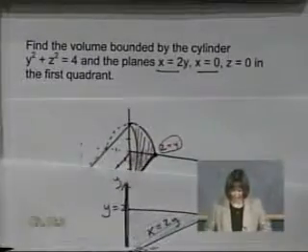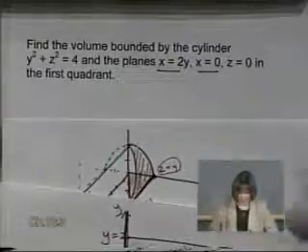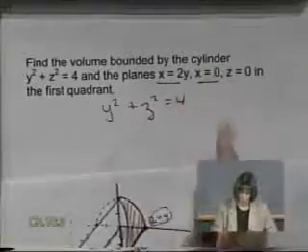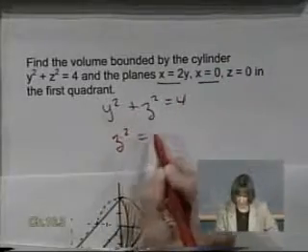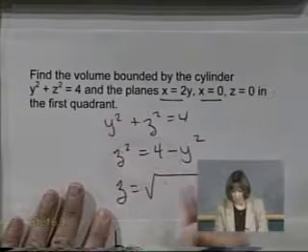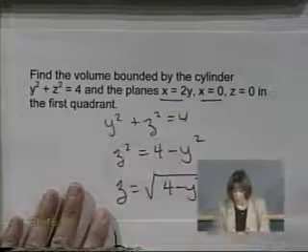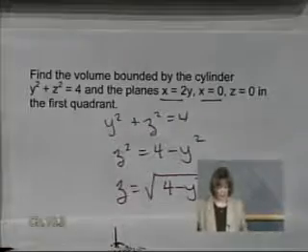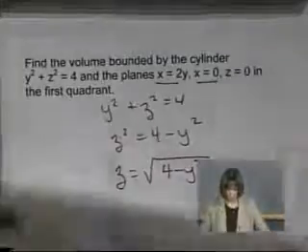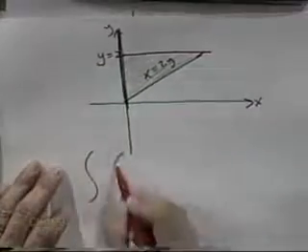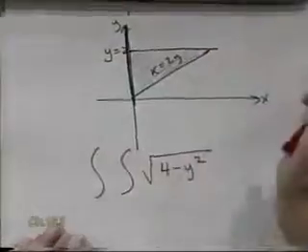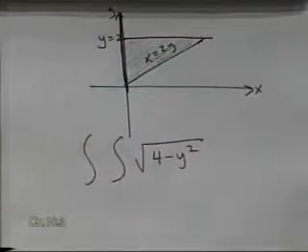Now, first of all, we have to solve for z to figure out what our rooftop is. We have y squared plus z squared is 4, or z squared equals 4 minus y squared, or z equals the square root of 4 minus y squared. Everybody okay with that? So that's what your f of x, y is. So I'm going to be integrating the square root of 4 minus y squared. Now, how do you want to integrate? I know, you always want to go with respect to y first.